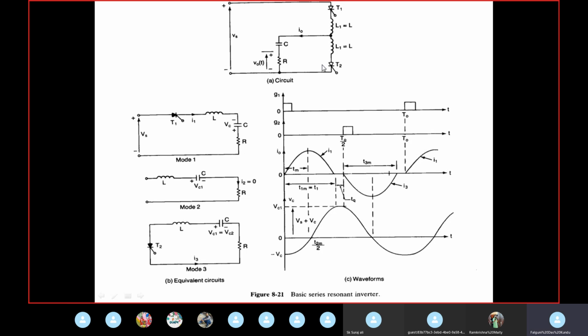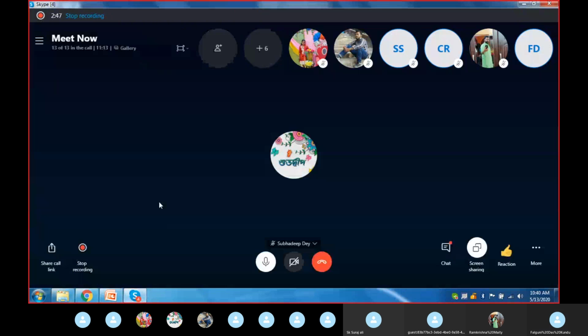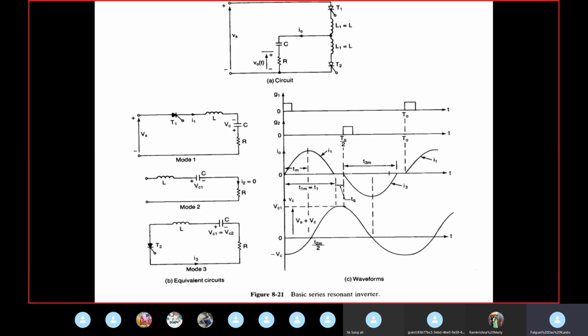So this is the basic diagram of a simple inverter circuit using two unidirectional thyristor switches. Here two thyristors are used, T1 and T2, and as we know, a thyristor is a unidirectional element. That's why we can say that it uses two unidirectional switches.